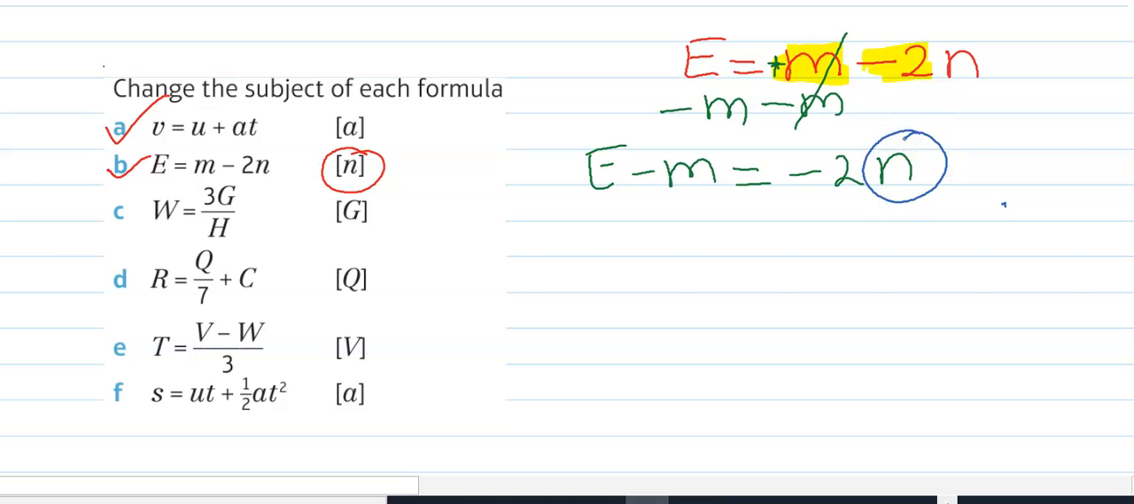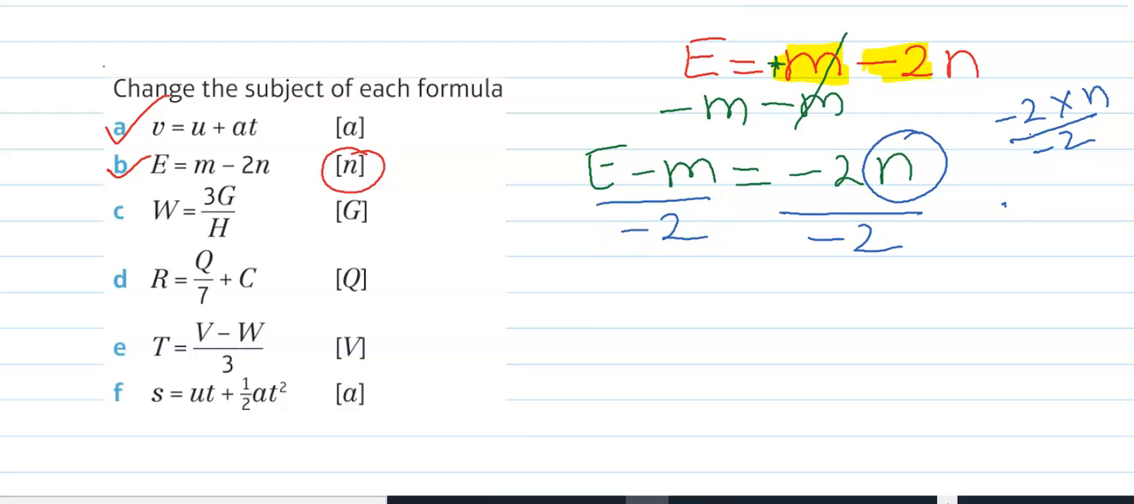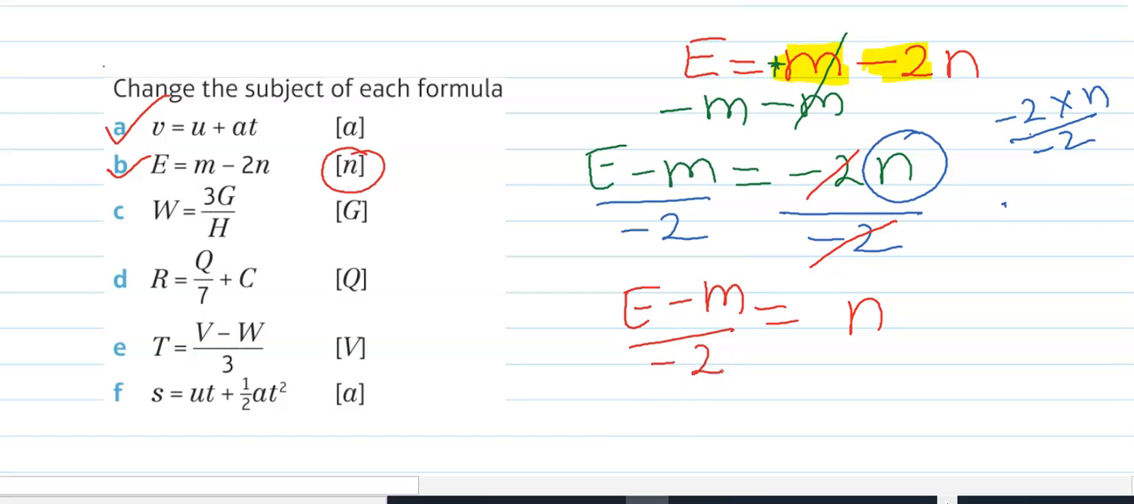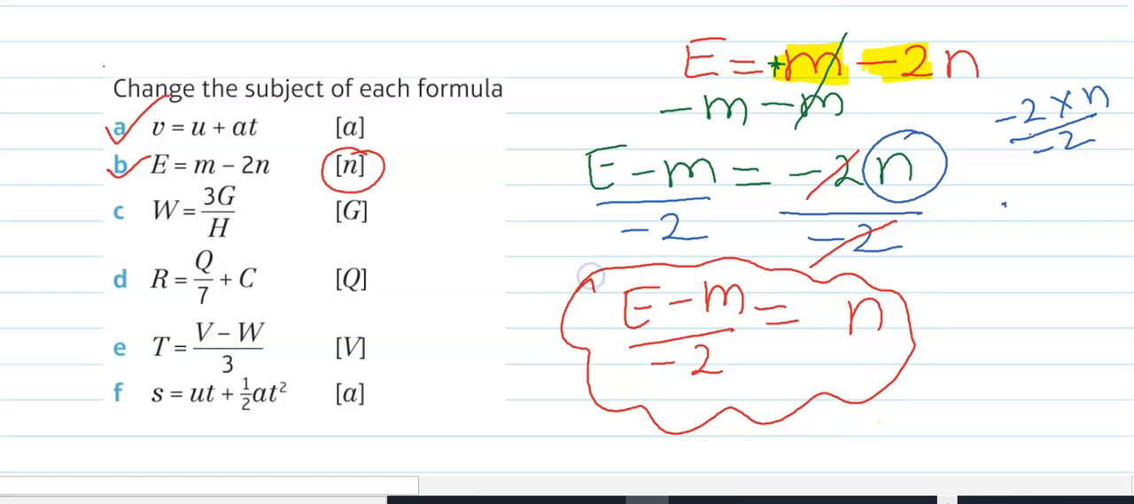What is extra here? Because between minus 2 and N there is a multiplication sign, to get rid of this minus 2, you need to divide by minus 2. So let's divide by minus 2. Minus 2 here and divide by minus 2 here. Minus 2 and minus 2 cancel out. What is left here? N, and here we got E minus M divided by minus 2. Is that okay? Nice and easy. So this will be your subject, right?